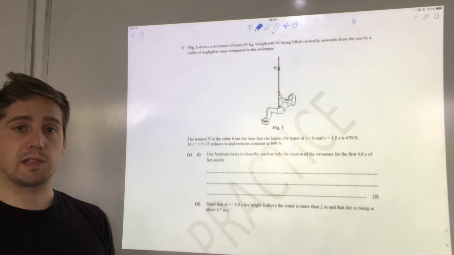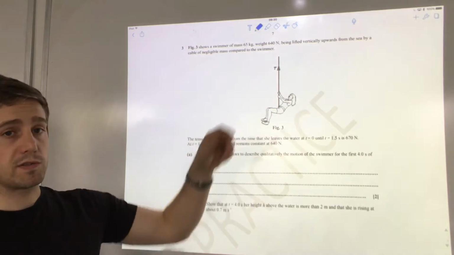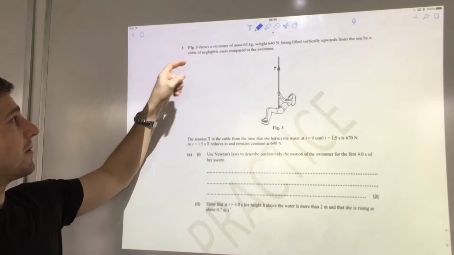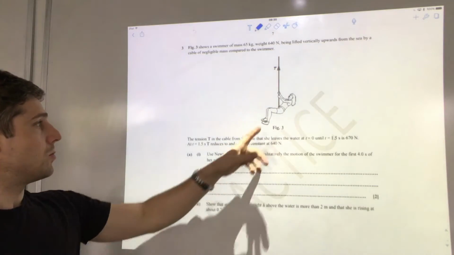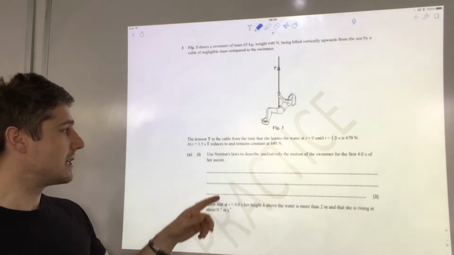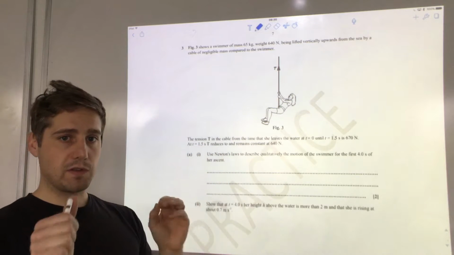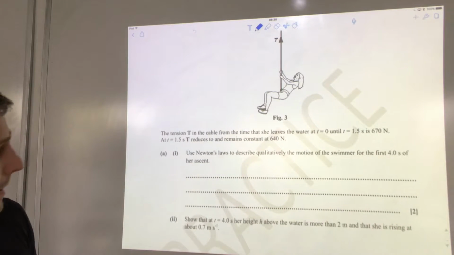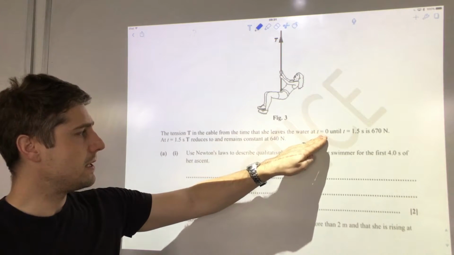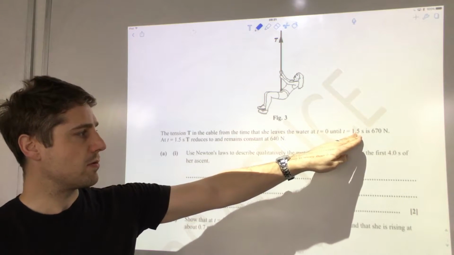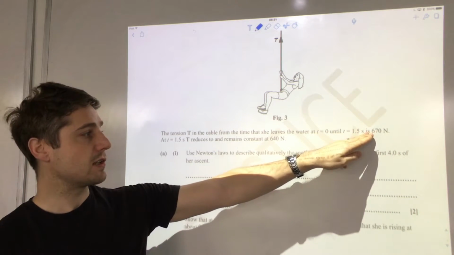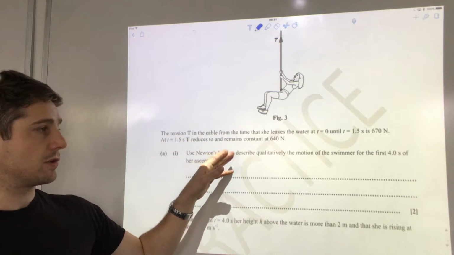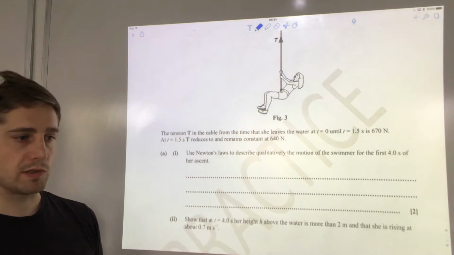She's got a mass of 65 kilograms, giving her a weight of 640 newtons. She's being lifted vertically upwards, and the cable's got negligible mass. The tension in the cable is T, and that varies during the time that she's ascending. Let's just zoom that in a bit. So from t equals 0 to t equals 1.5 seconds, the tension is 670 newtons, and at 1.5 seconds the tension reduces to and remains constant at 640 newtons.